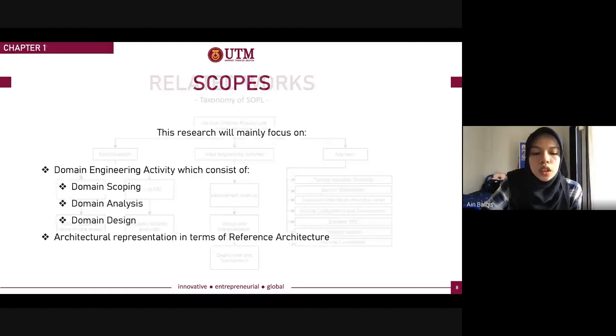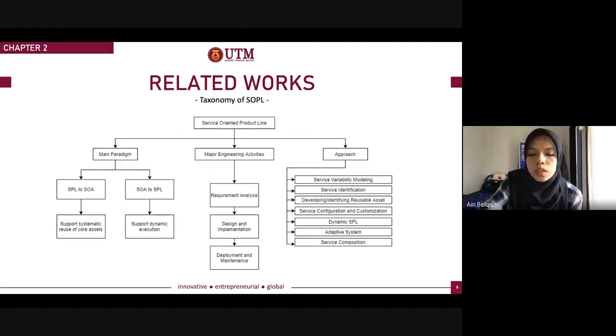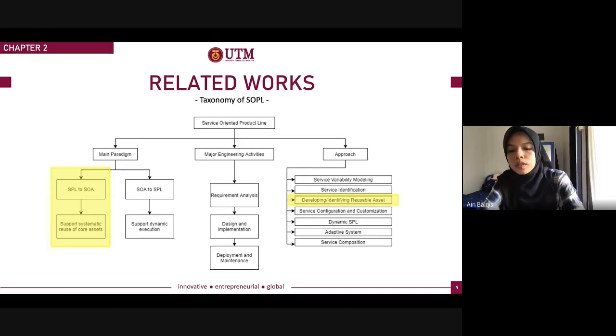So moving on to literature review. Prior to our experiment, a mapping study has been conducted, which results in this taxonomy. Three main components are discovered, which are the main paradigm, and most studies have covered the implementation of the integration of SPL into SOA to support systematic reuse of core assets. The next one is measure engineering activities followed by approach.